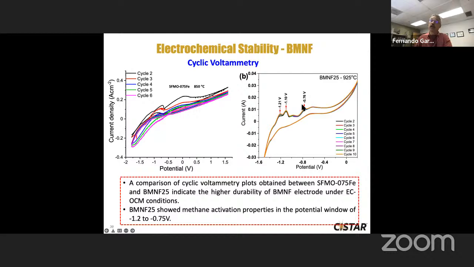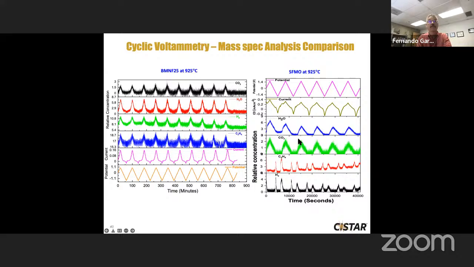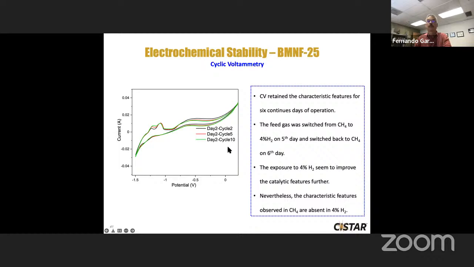So we investigated the activation behavior by cycling potential and current, measuring the current response. And we saw ethylene production here, hydrogen, water, and CO2. Interestingly, we didn't see much CO production within these cells, and this is in contrast with the behavior which we saw for the previous SFMO materials. Now, the electrochemical stability was quite good. We've now exceeded 6 days of continuous operation.